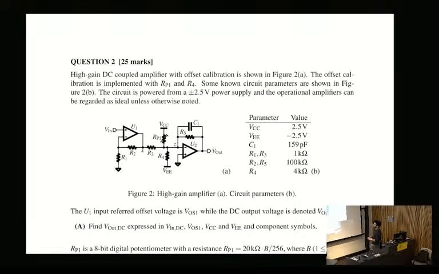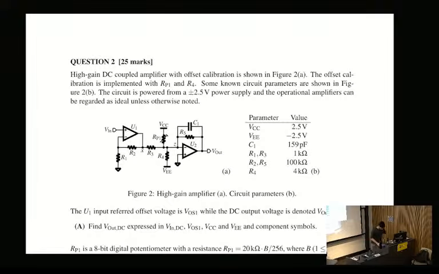The first thing to mention is it says a high gain DC coupled amplifier. That means we're not removing the DC biasing from the input signal. Usually between amplifiers, you might see a capacitor to block out the DC signal. Here, we're not doing that. And then we have a trim pot in the middle for calibrating away the offset. That's the context of the question. The right amplifier, as we'll see later, is used as a low-pass filter.